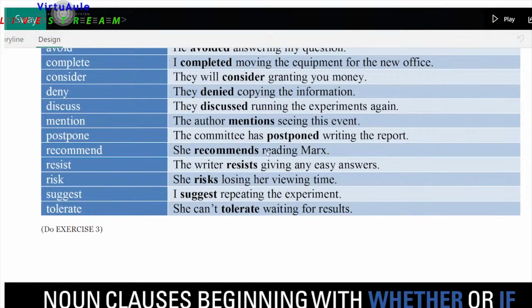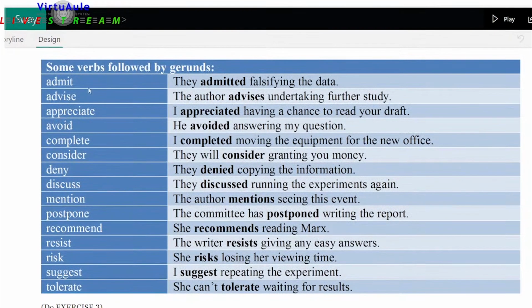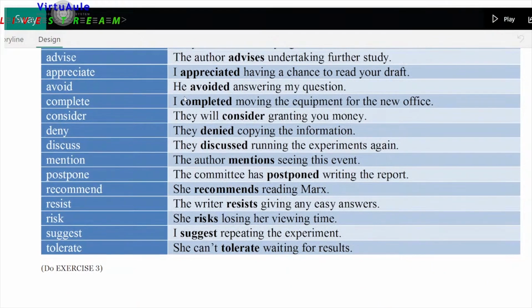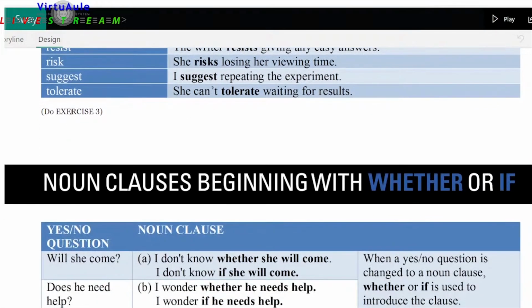Recommend. She recommends reading marks. Resist. The writer resists giving any easy answers. Risk. She risks losing her viewing time. Suggest. I suggest repeating the experiment. Tolerate. She can't tolerate waiting for results. Okay, so these are, let's say, father verbs or mother verbs that take a second verb only in the gerund form. Okay, so you have to learn these. You have to learn them by memory, by heart, we say. Okay, you can do exercise 3.